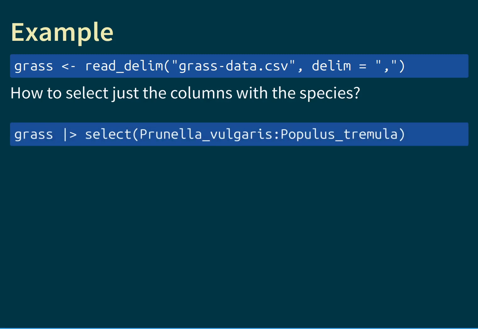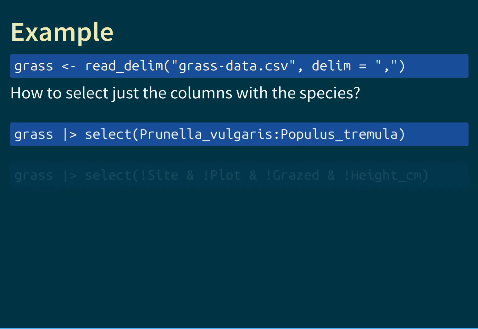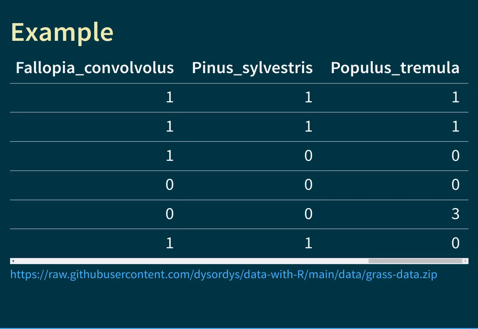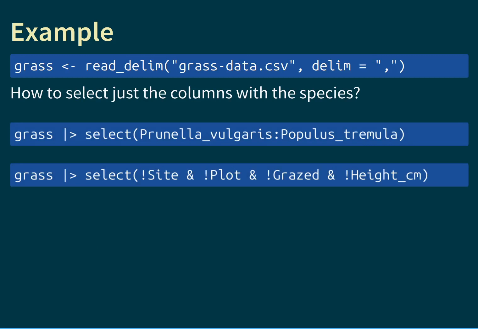For example, instead of actively selecting for those columns that are the species, how about deselecting those columns that are not the species. So another way of achieving the same thing is to say, I want to select all those columns that are neither site, nor the plot, nor grazed, nor height underscore centimeter. Again, going back to the table, let me just scroll to the beginning of it. There we go. You see that site, plot, grazed, and height centimeter are the first 4 columns, and if we deselect those 4, then all the rest that we end up with actually contain the species. So again, this will be a perfectly valid solution.